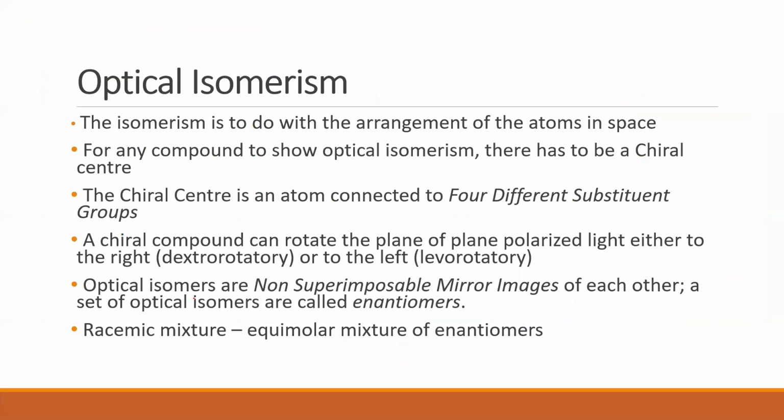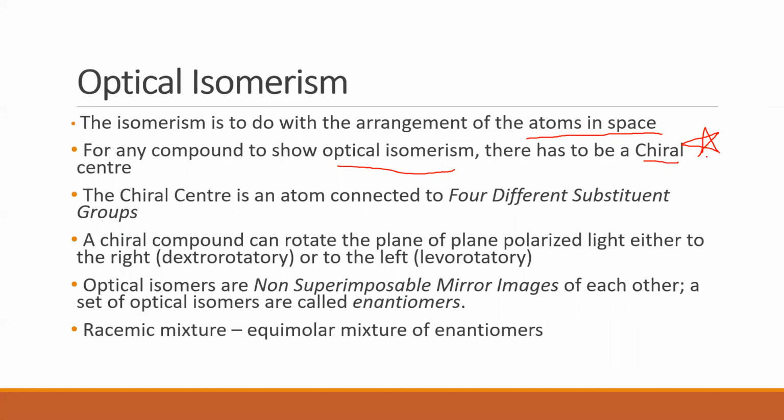Now, optical isomerism has to do with the arrangement of atoms in space. This is something that we already spoke about. Stereoisomerism is a type of isomerism where we are focusing on the arrangement of atoms or groups in space. Now, for any compound to show optical isomerism, there has to be a chiral center, very important. Clear? If any compound should show optical isomerism, what should be there? There has to be something called a chiral center or a chiral carbon.